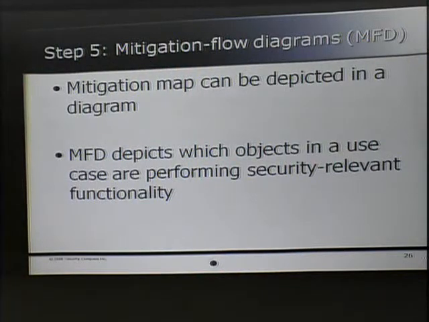So the next step is this mitigation flow diagram. What is this mitigation flow diagram? Sometimes we know that a picture can be worth 1,000 words. A lot of people don't like to see things in a tabular format. Things make a lot more sense to them if they're represented in a diagram.